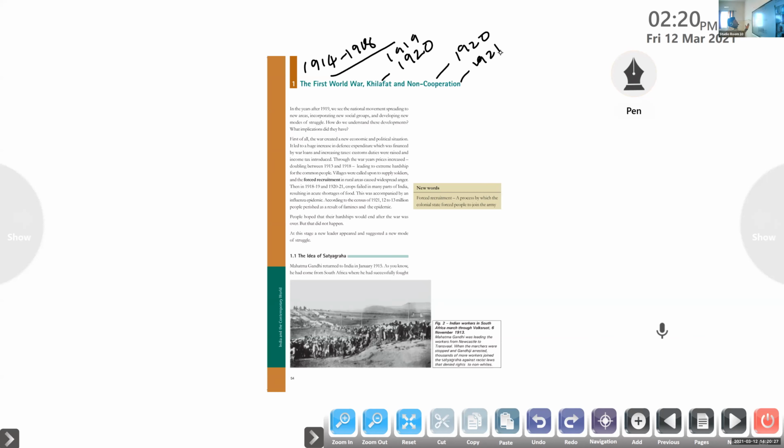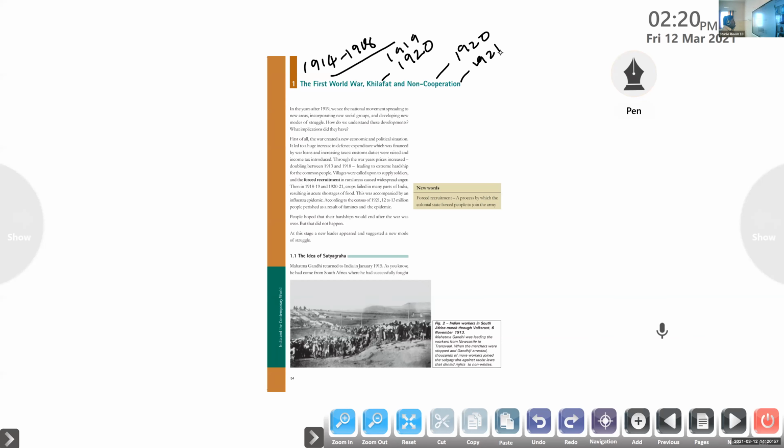In the years after 1919, we see the national movement spreading to new areas, incorporating new social groups and developing new modes of struggle. How do we understand these developments? What implications did they have? After the First World War, which ended in 1918, numerous programs started in India against the British government. We are going to discuss all such movements one by one.